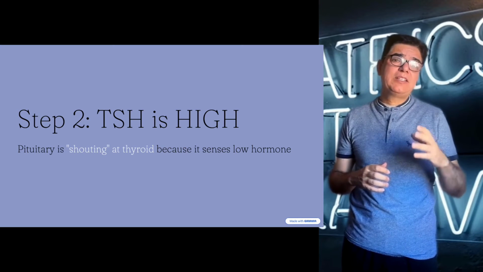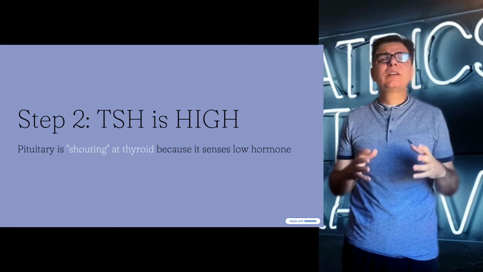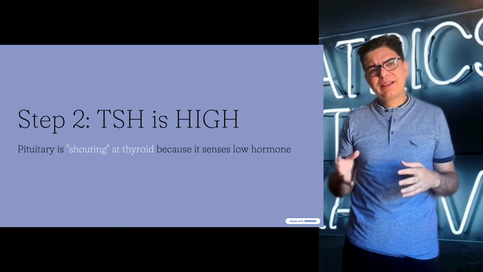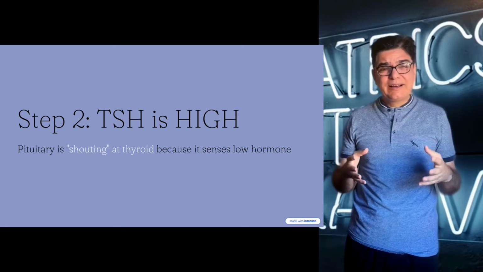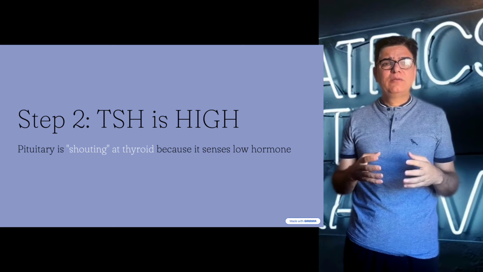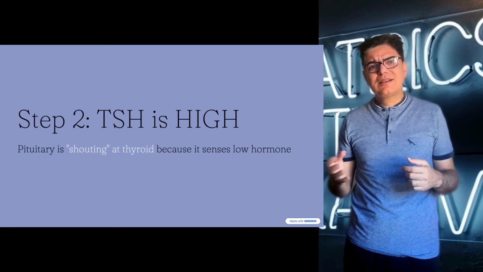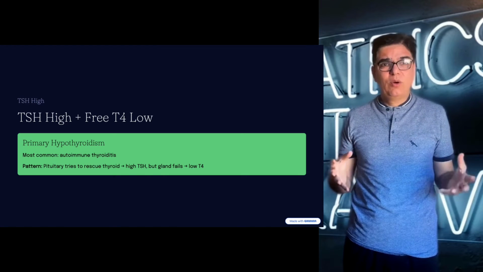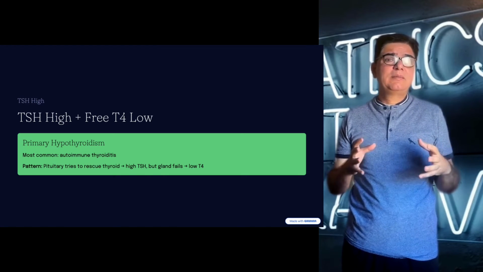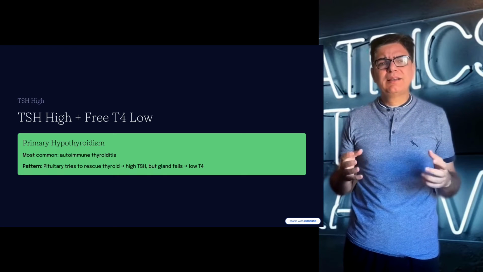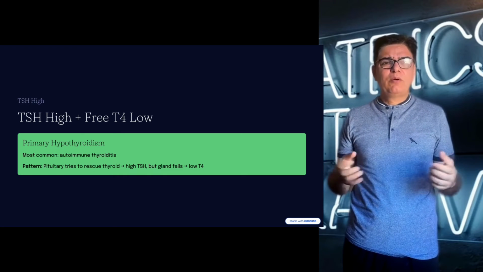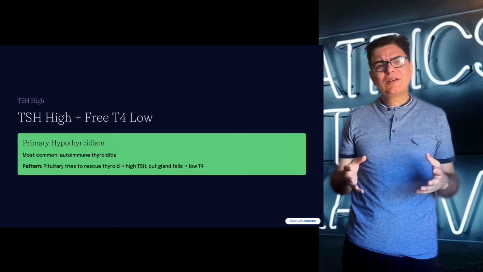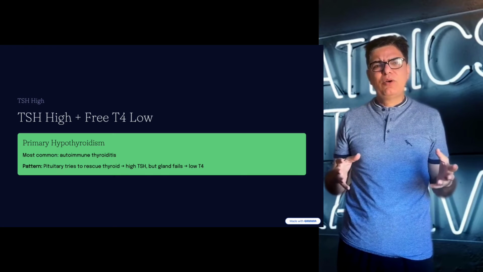Let's say the TSH levels are high on your thyroid function test. So if it is high, the pituitary is shouting, trying to wake up a failing thyroid gland. So now we have to look at the free T4 levels. So let's say the TSH is high, but the free T4 is low. Now that is the most common pattern. We call it primary hypothyroidism. It's usually caused by autoimmune thyroiditis because the thyroid gland cannot produce enough hormone, so the pituitary ramps up the TSH in response. So it's trying to gear up the TSH so that the thyroid can produce more T4.